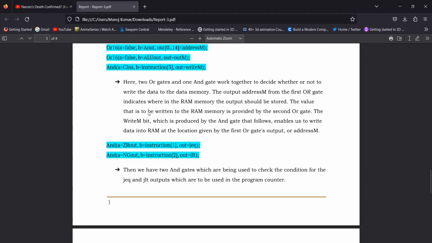In the next 3-line code, which is composed of two OR gates and one AND gate, this whole code works together to decide whether or not we can write in the data memory. The first OR gate gives us the address M output, which is the address where the output M is to be stored. The next OR gate will give us the value out M, which is to be stored in the address given by the output address M. Then we have an AND gate, which gives us the output write M, which is a 1-bit output that allows us to write in the data memory.